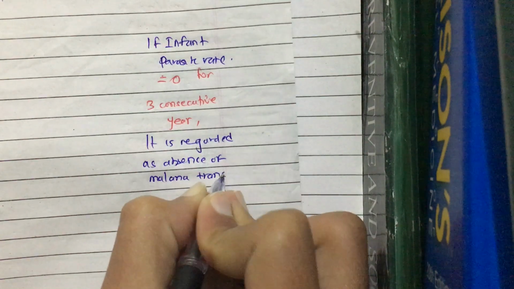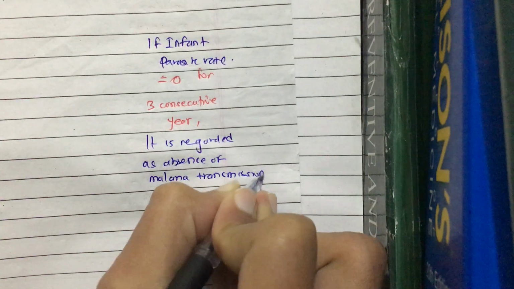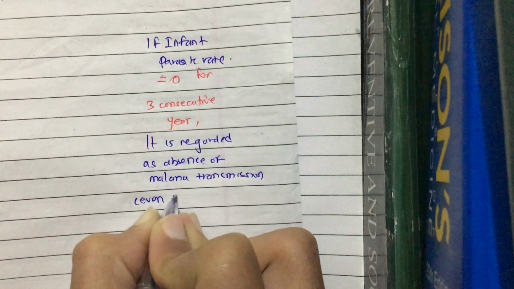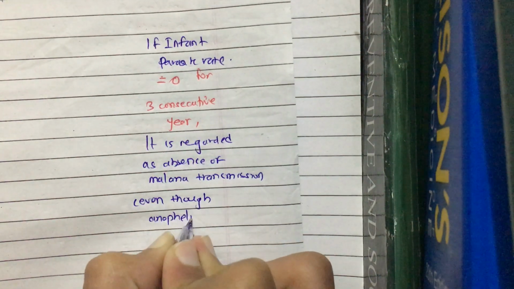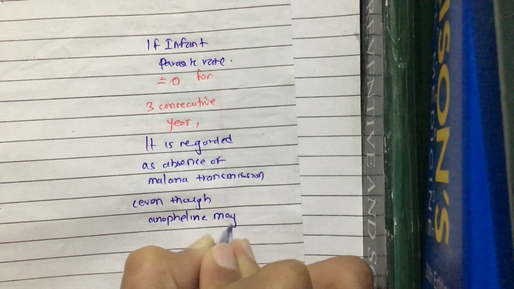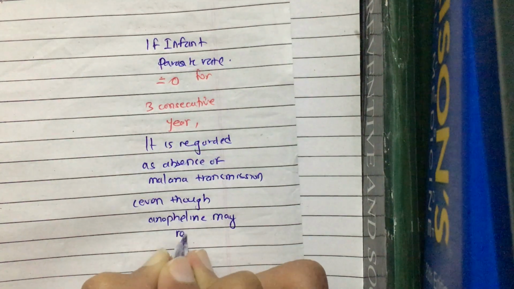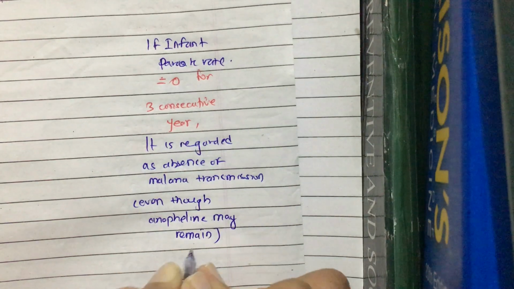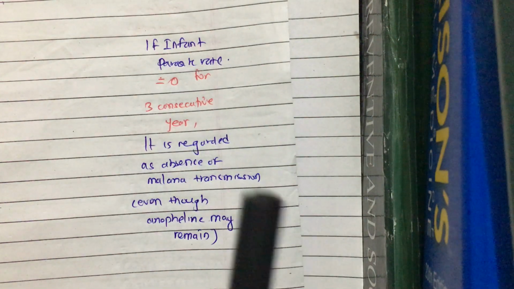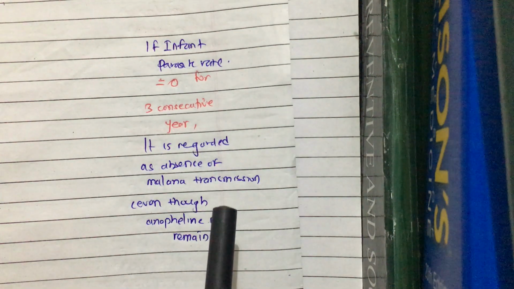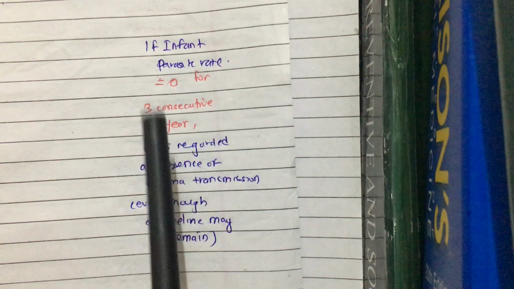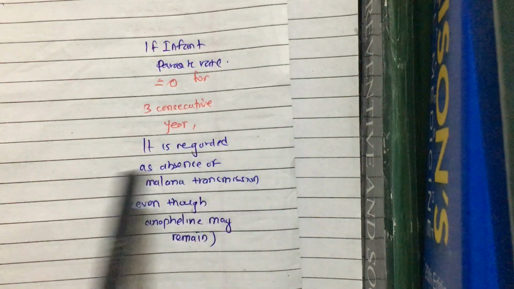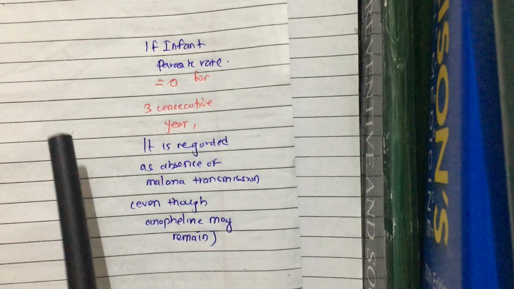Even though this point is important, anopheline mosquitoes may be present. Even though the anopheline mosquito may be present, there has been no transmission of malaria in the community. So if the infant parasite rate is 0 for 3 consecutive years, it is regarded as the absence of malaria transmission, even though the Anopheles mosquito may be present.